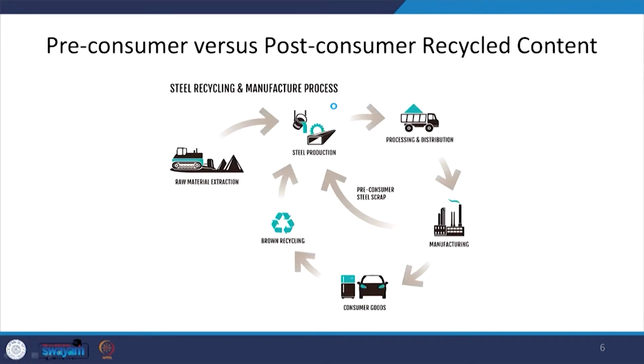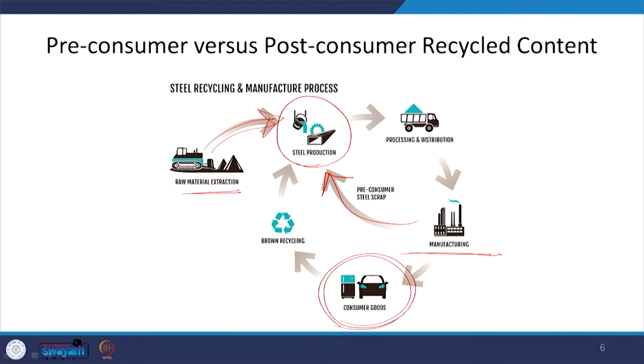Now, these contents, the post-consumer and also the pre-consumer recycled content, would be added back into the manufacturing system. For example, here we are taking steel production. There is raw material which goes into the manufacturing of steel, processing, distribution, and then it goes to the consumers. At the time of manufacturing, the pre-consumer steel scrap goes back to the steel production, and this actually offsets the raw material extraction.